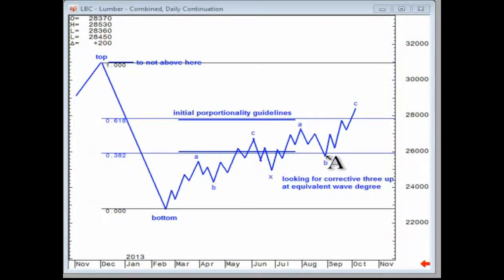If price can rise from this low in a wave C position in 5 waves to above the wave A crest, not above there, that could be the end of the corrective rise you're looking for. And wave X is the glue that holds together the 2 ABCs.